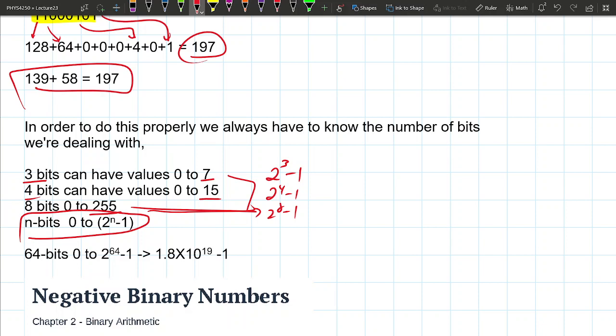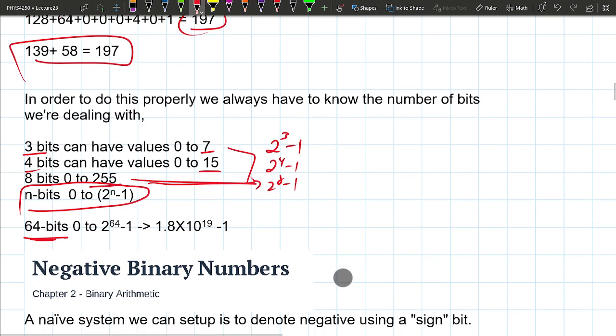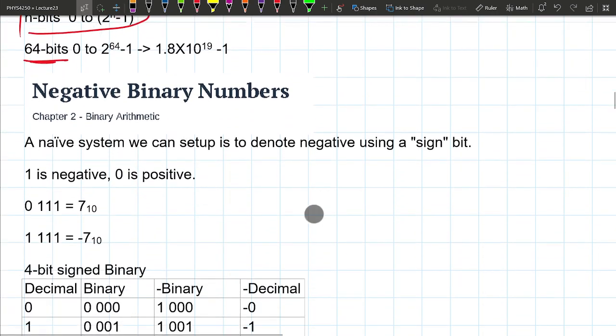So in your computer, the way a lot of our operating systems work is that we use a 64-bit operating system. So if you take 2 to the 64, and then minus 1, of course, you have to do that, you get 1.8 times 10 to the 19, minus 1. So that's the biggest number. If you were doing a little bit of programming, you're going to see that if you try to enter a number that's bigger than that, you actually have to do something special to represent a larger number than that.